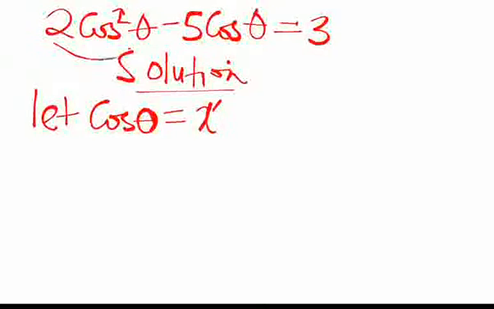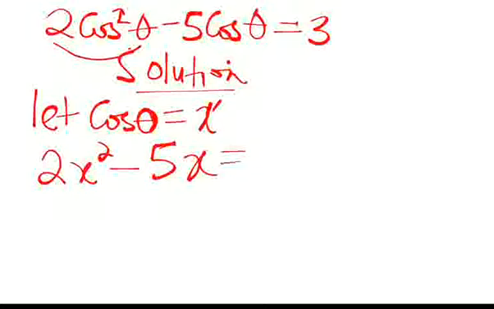So anywhere we see cos theta, we're going to replace it with x. So the first term here, which is 2 cos squared theta, becomes 2x squared, while the second term here becomes 5x. Then we'll bring down the equal to 3. Now let me explain my substitution here.